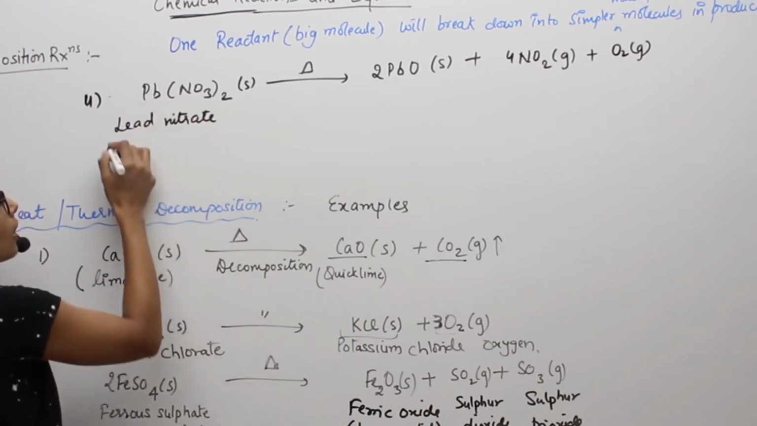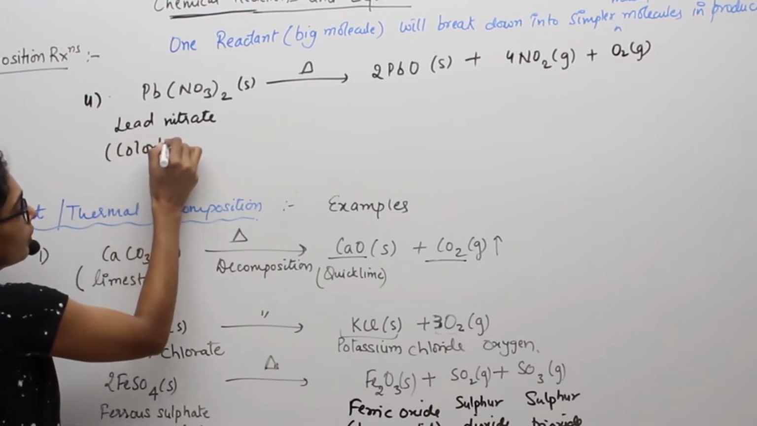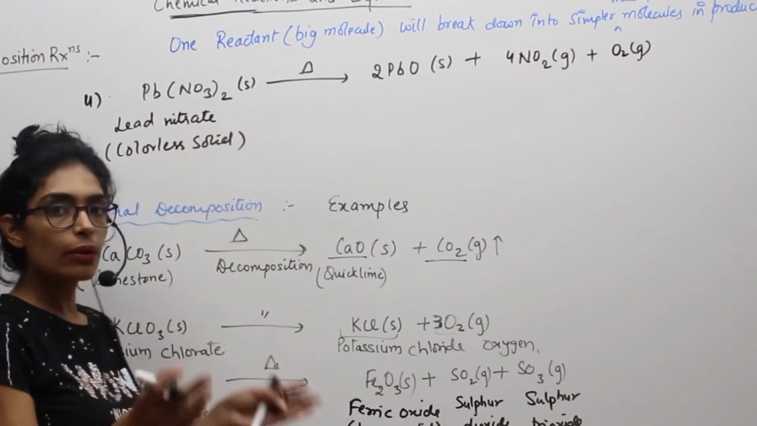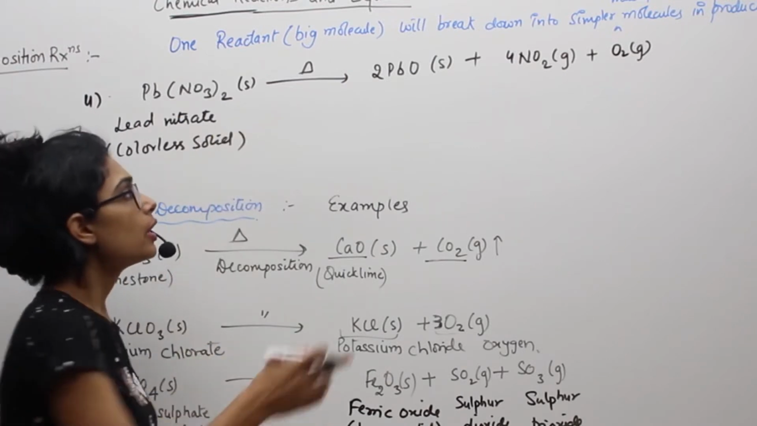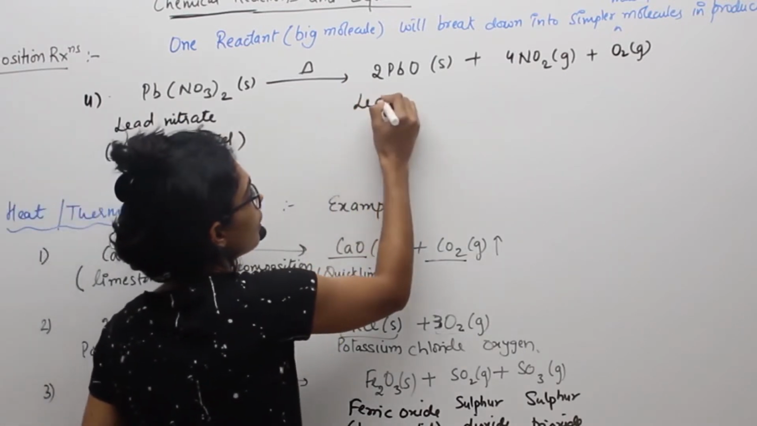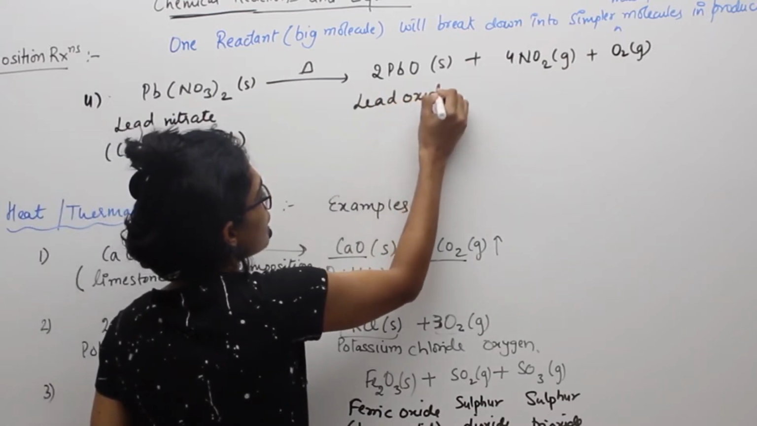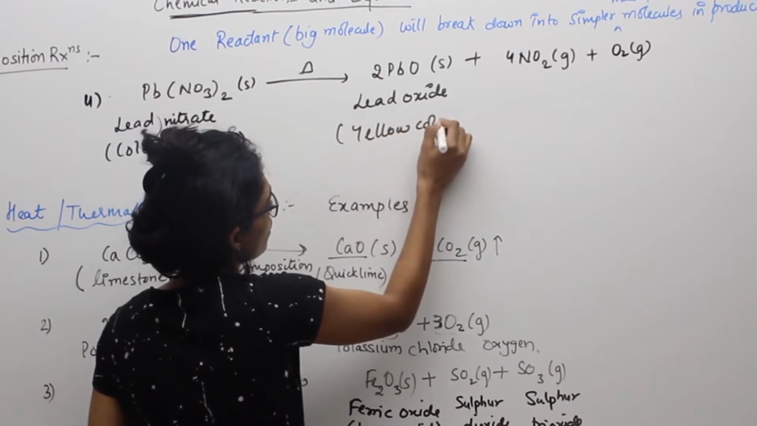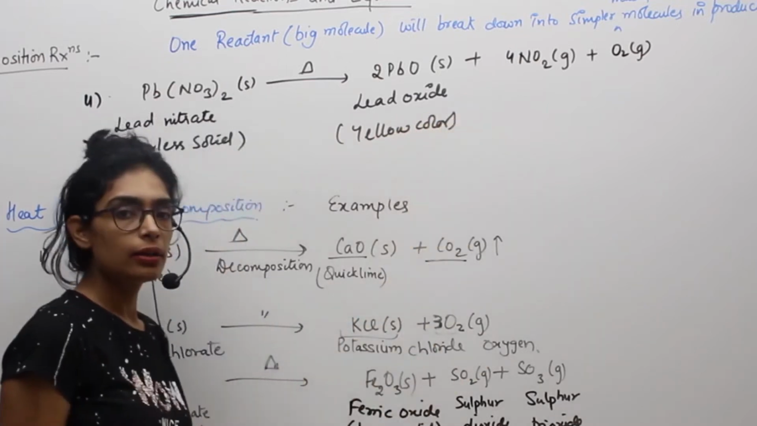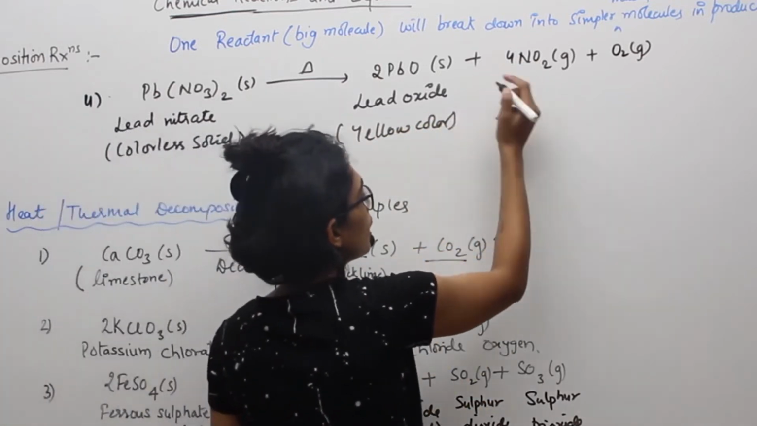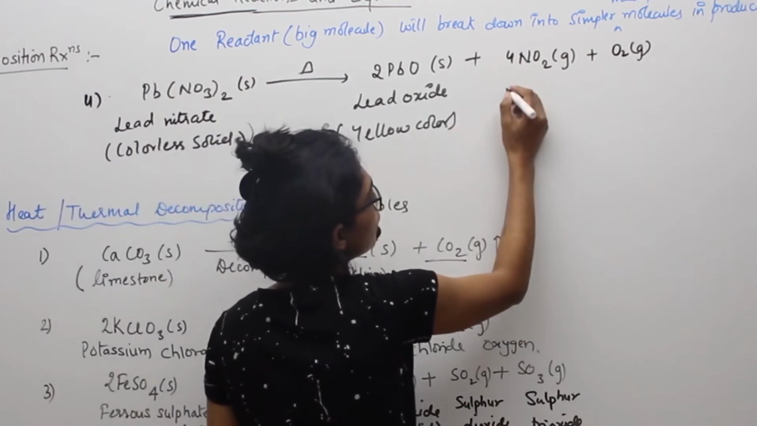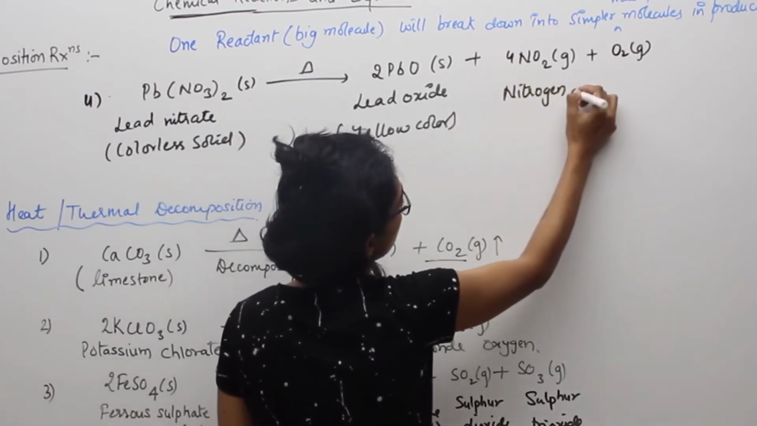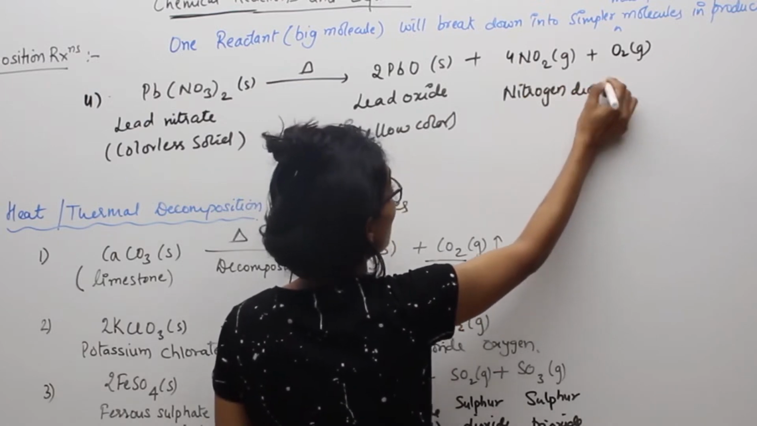Okay, this is your colorless solid, and when we heat it, it breaks down into multiple smaller molecules. One is lead oxide, and this lead oxide is a yellow color solid. Then it breaks down into nitrogen dioxide, and this is a brown color gas.